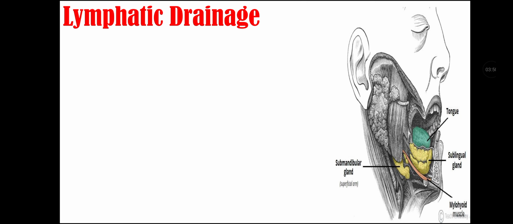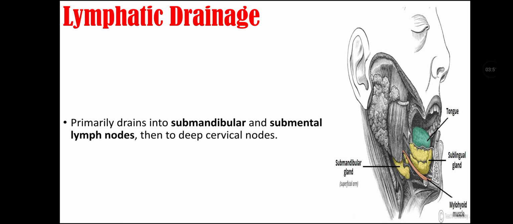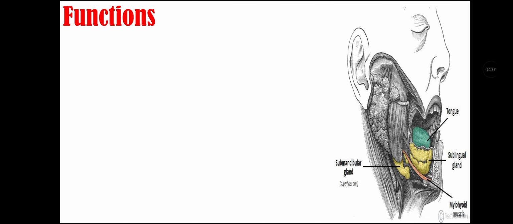Lymphatic drainage of sublingual gland. The sublingual gland primarily drains into submandibular and submental lymph nodes that then lead to the deep cervical lymph nodes.